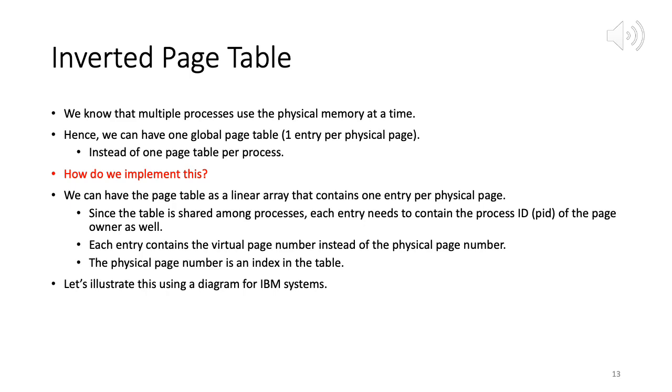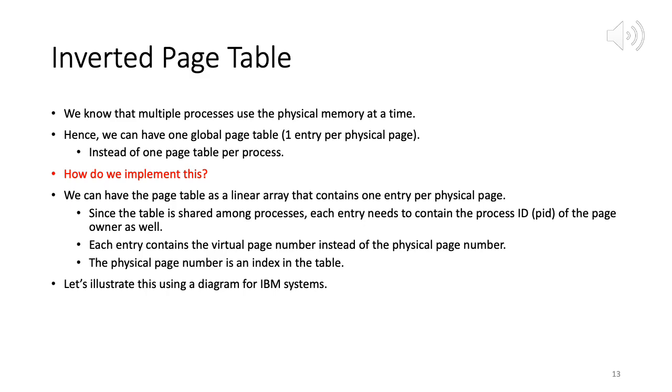We can have the page table as a linear array which contains one entry per physical page. Since the table is shared among processes, each entry needs to contain the process ID of the page owner as well. So for each entry in the page table, we have a PID component, which tells us who the page owner is. Because the issue now is that instead of having one page table per process, we have a global page table. So looking at the entry, we need to know who the owning process is also.